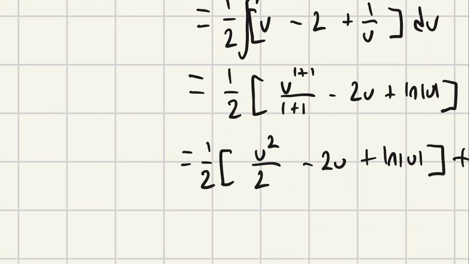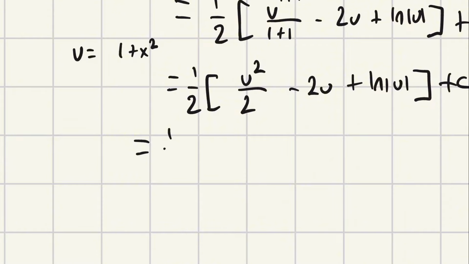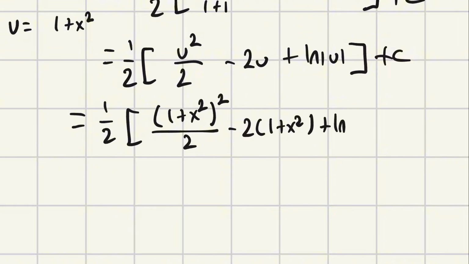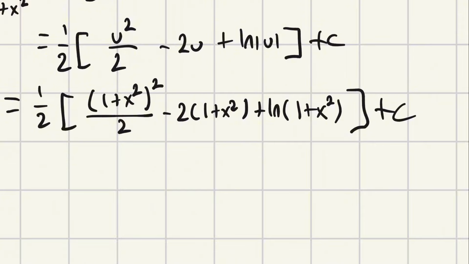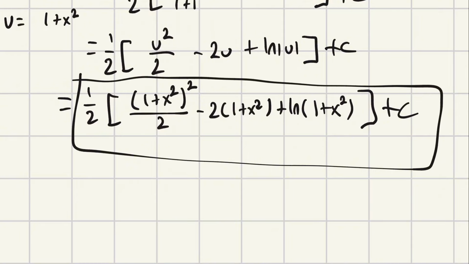And now we can recall from above that our u is equal to 1 plus x squared. So the last step is always to just replace back in for your u. 1 plus x squared, squared over 2 minus 2 times 1 plus x squared, and then close the parentheses as well. And it's important to know that I dropped the absolute value signs for the ln because x squared is always going to be positive. So you're not going to be concerned with any negative values of u. And now look at this. This right here is our final answer. It's the answer to the whole problem right here.